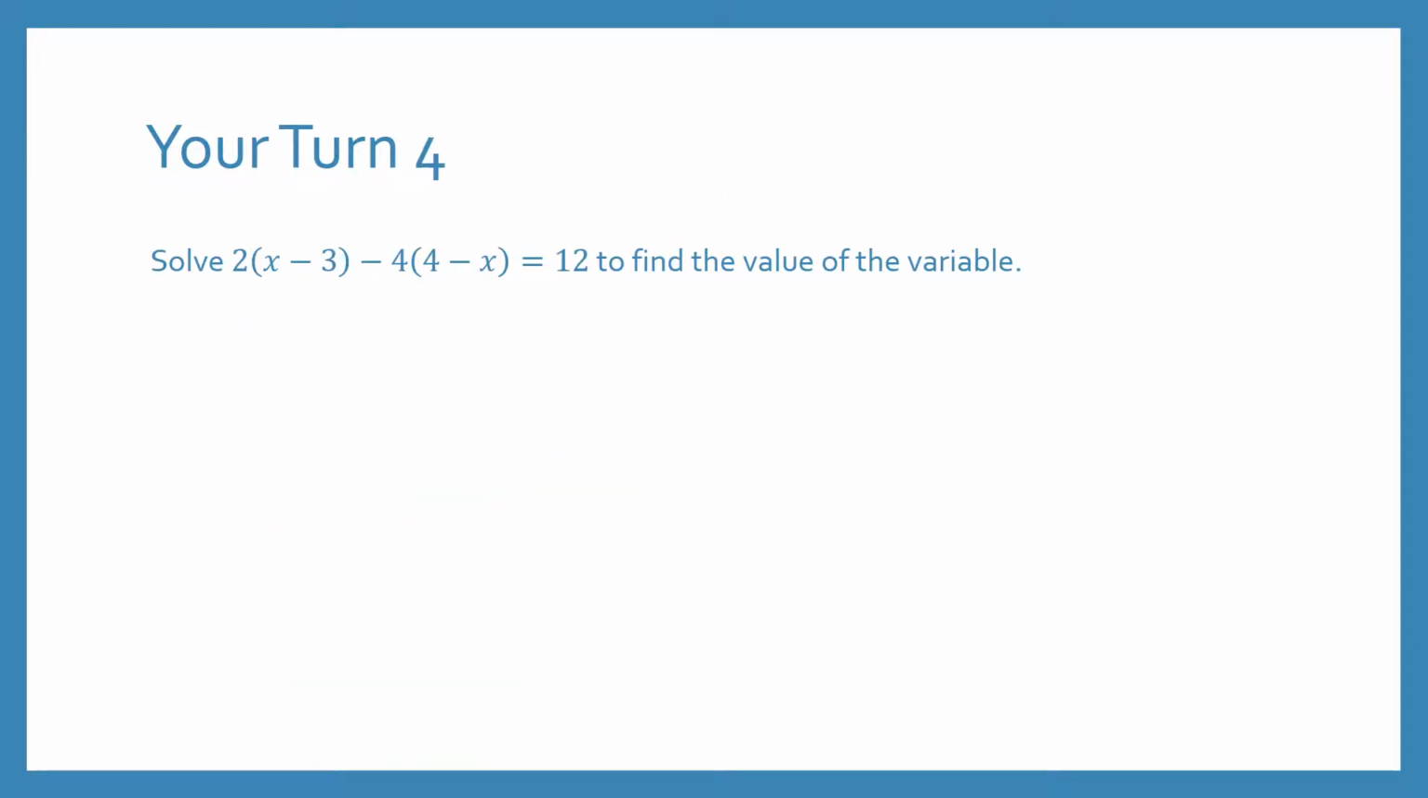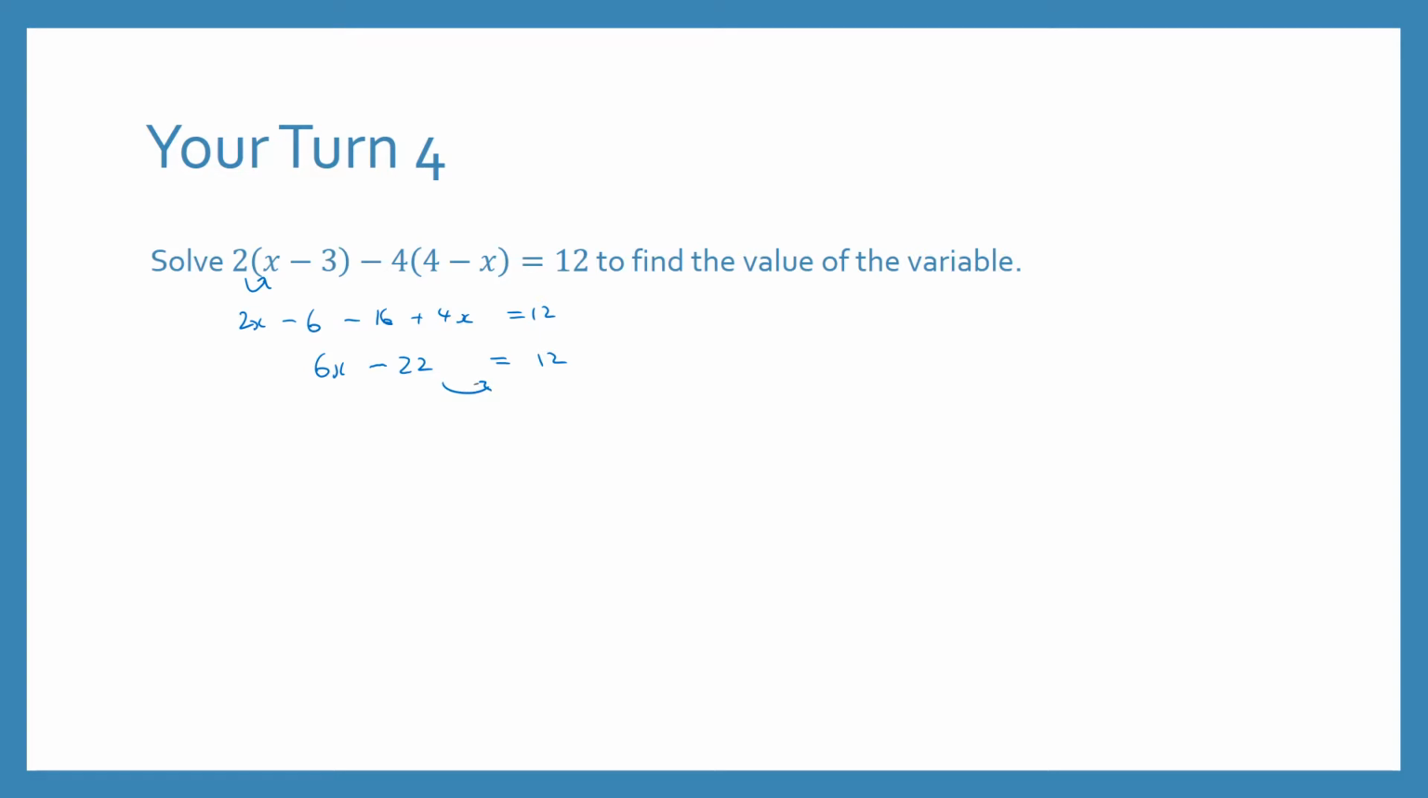Finally, have a go at this one. So we're going to start by expanding the brackets. So we get 2x minus 6 minus 16 plus 4x equals 12. We can clean this up. We get 6x minus 22 equals 12.